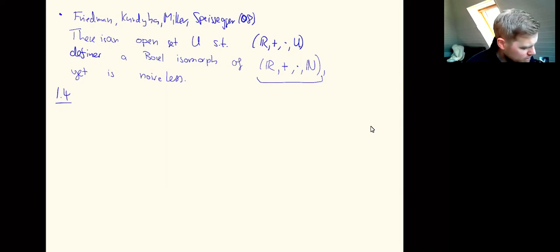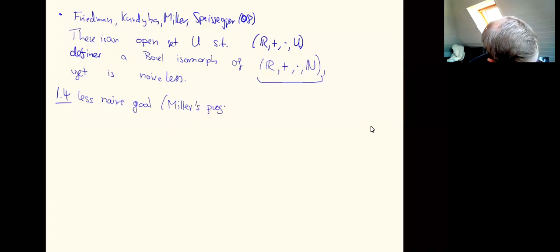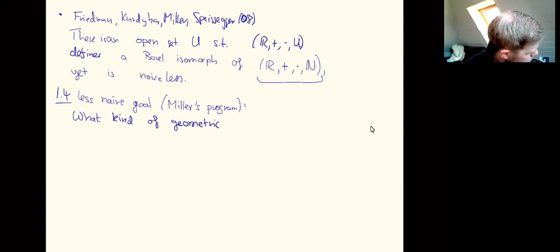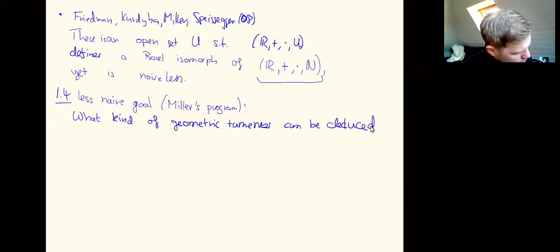Maybe the next thing I want to state is somehow a less ambitious goal. We had this naive goal that we wanted to classify all these expansions up to interdefinability. And now the first less naive goal, let's call this Miller's program, is the following. What Chris asked, and he's been asking this for a long time: what kind of geometric tameness can be deduced from the non-definability of it?